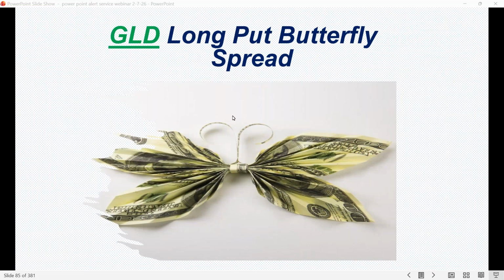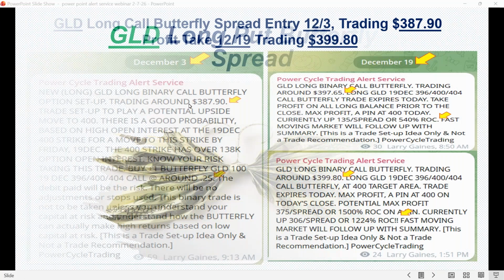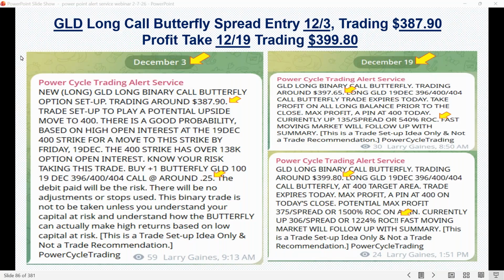Here we are. So here's one that we did on GLD, the gold ETF. All right, so this was sent out to all the alert members. And so this was on the 3rd of December. It says new long GLD long binary call butterfly. So these are binary because the risk, you're going to either win or lose. So the risk on this trade was going to be about $25, okay? So that's why it's binary.